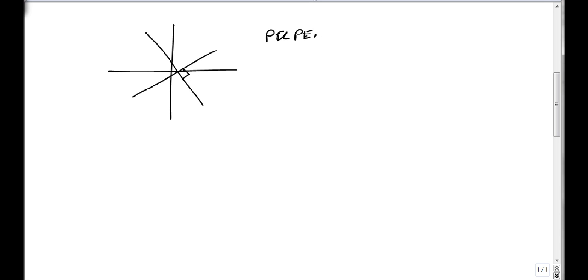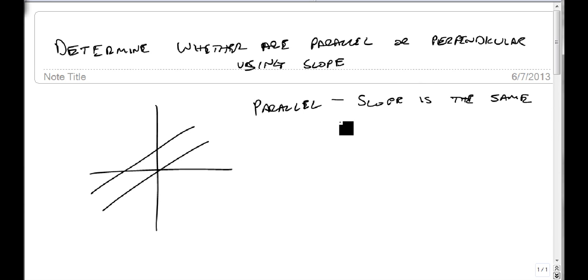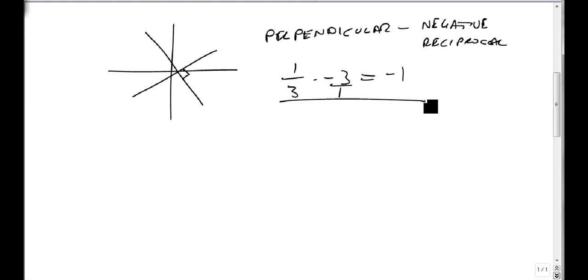But what that means in terms of their slope is that they're negative reciprocals. If you multiply a number by its negative reciprocal, such as 1/3 times minus 3 over 1, notice they're reciprocals because what's on top goes to bottom, what's on bottom goes to top, and the opposite signs, you get negative 1. So these are the two things that have to be true. Parallel means same slope. Perpendicular means if I multiply the slopes, I get negative 1.